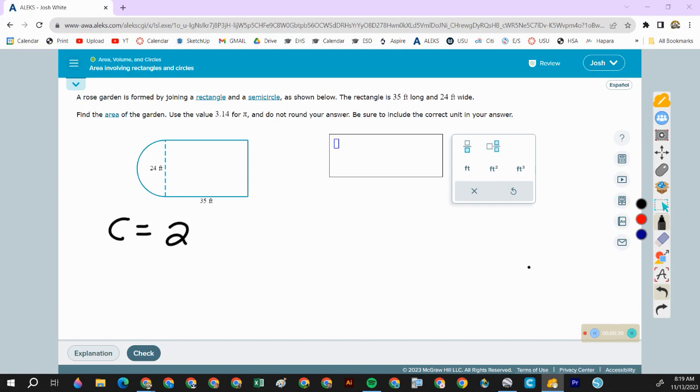Circumference is 2 times pi times r, or pi times the diameter of the circle. Obviously, the diameter is 2 times the radius. And area of a circle is pi r squared.